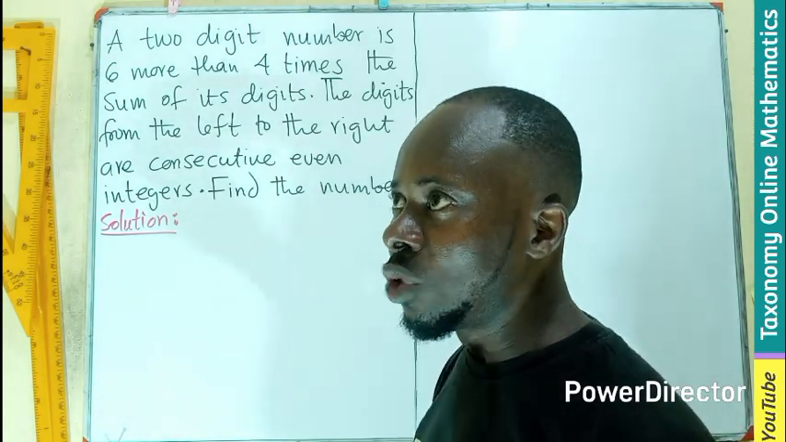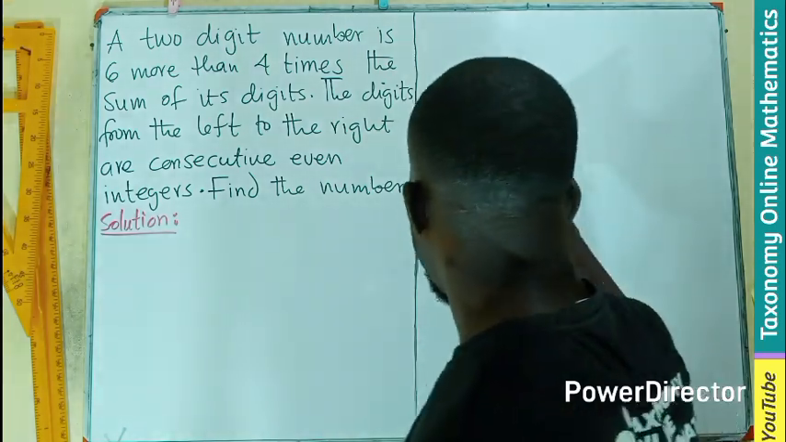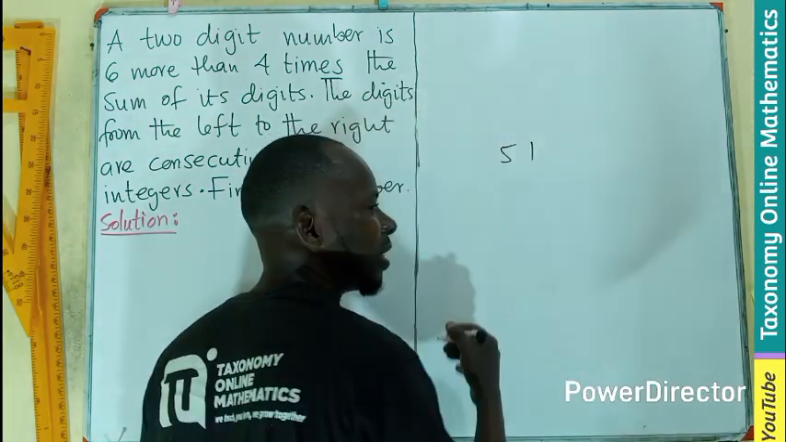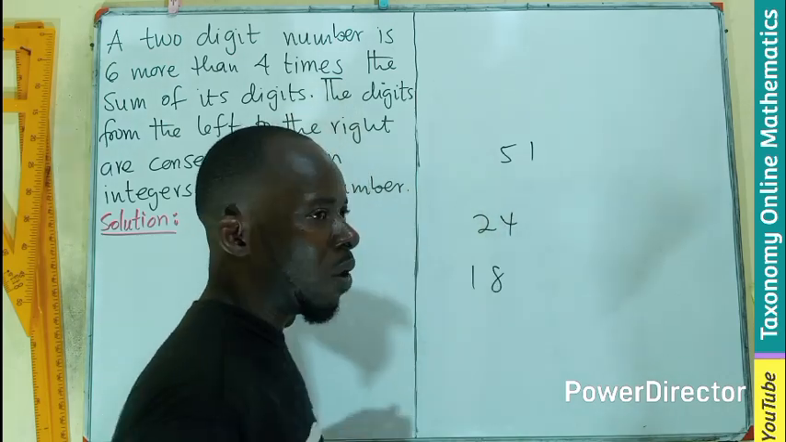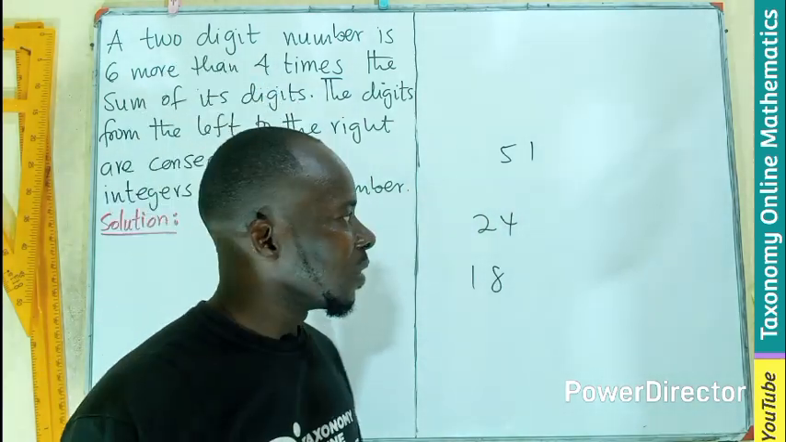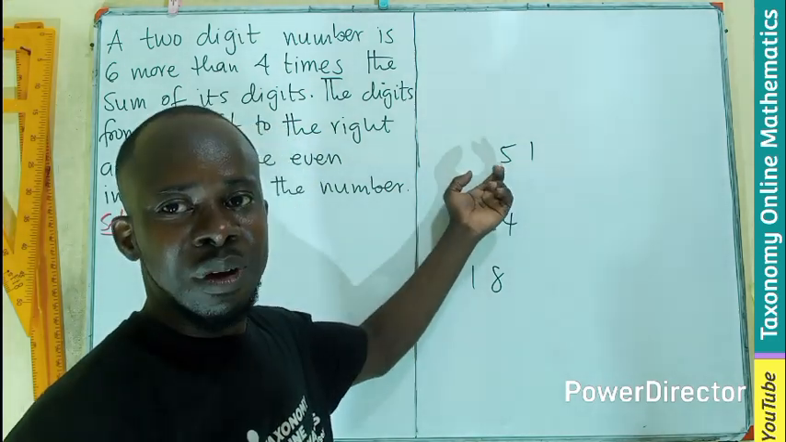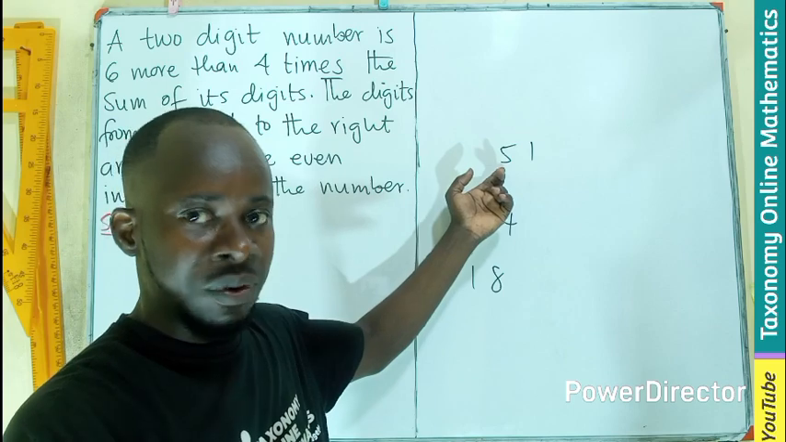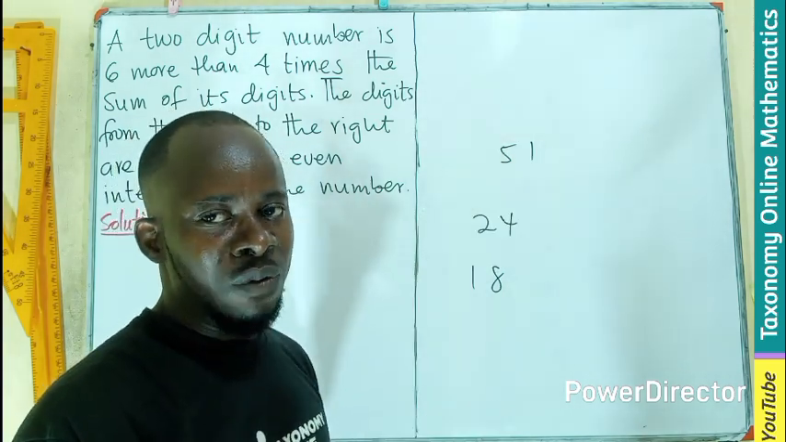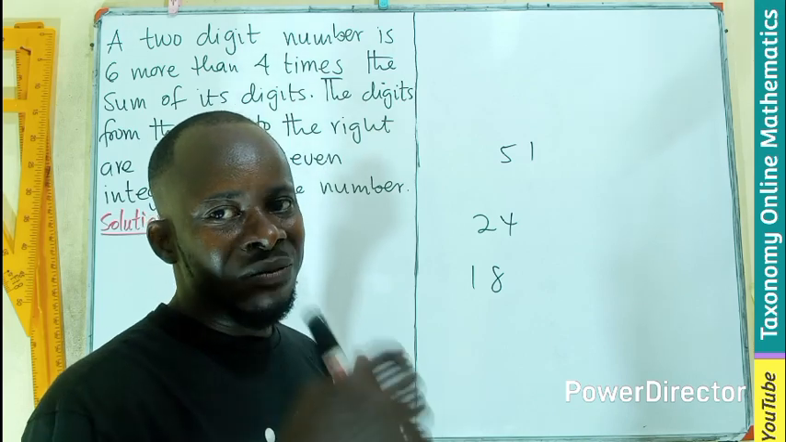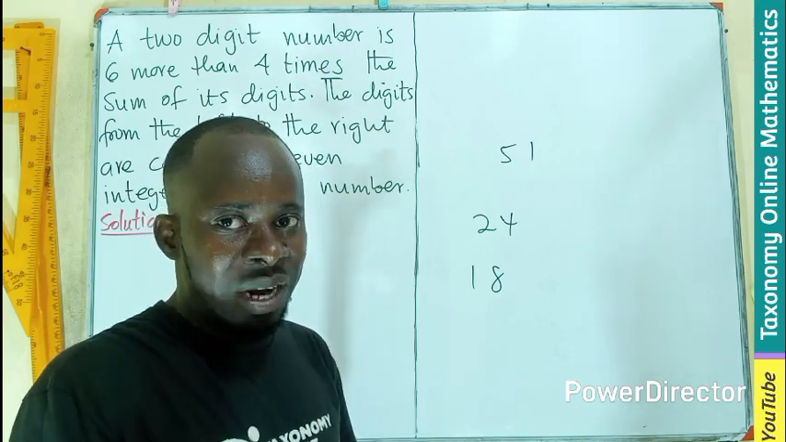Now, when they talk of a two-digit number, can you just think of any two-digit number? I can have 51. I can think of 24. I can think of 18. These are all two-digit numbers. Now, in this case, we need to represent the tens digit by a variable since we are not aware of it, and that of the units digit also by a variable. So if I represent them by a variable, the variable is taking the position of the place value.